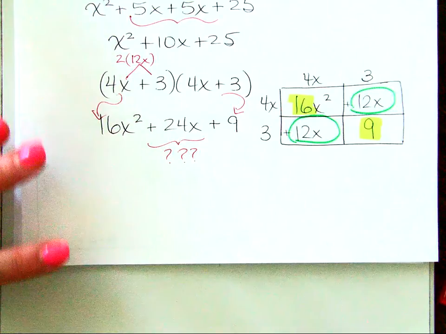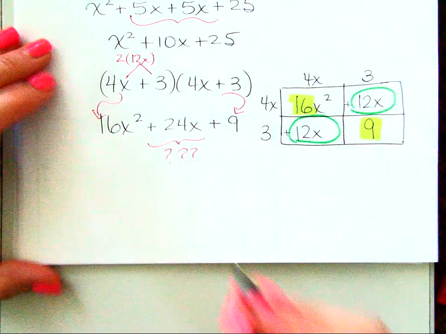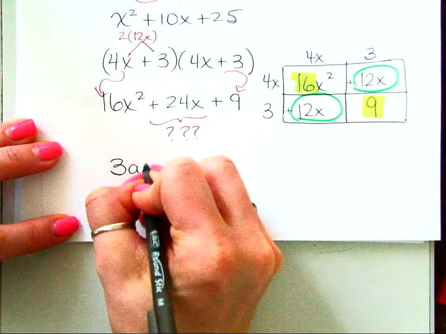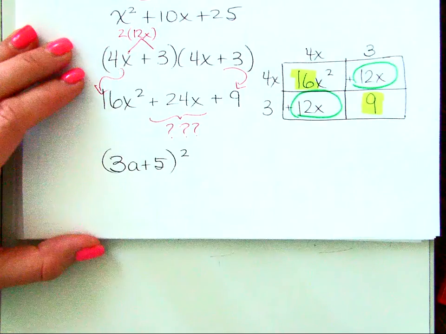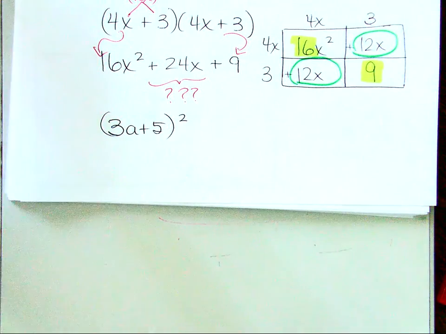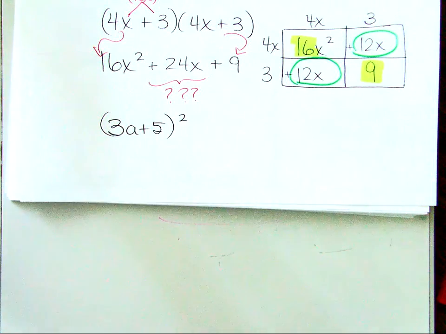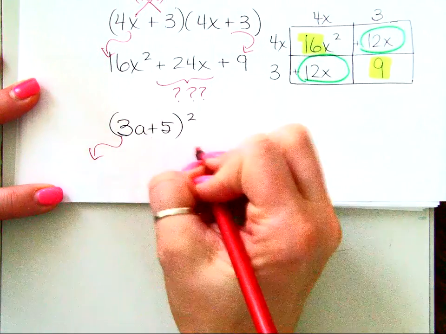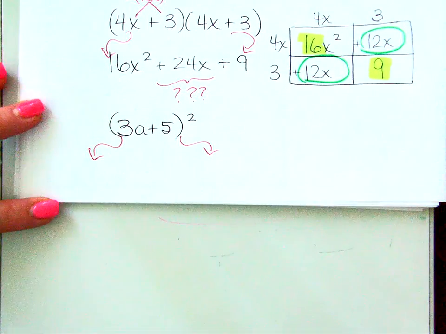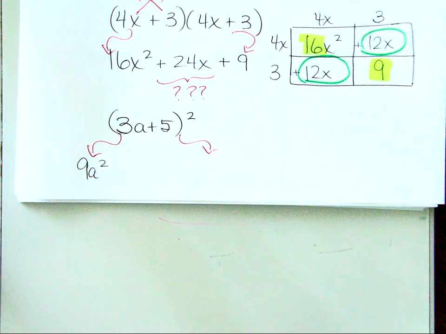Let's take 3a plus 5 squared. Okay? Meaning I don't want to write it out because I don't want you to be tempted to do the double distribute. I want you to try to use the shortcut. So I want you to say that you know that the first term is going to be a 9a squared. You know that the last term, and I want to talk about this last term.